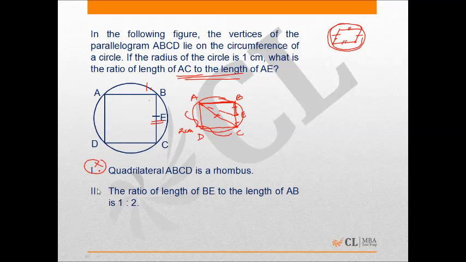Let's look at the second statement. The second statement says the ratio of the length of BE to the length of AB is 1:2. While answering using the second statement, let's forget about the first statement. This second statement simply says the ratio of the length of BE to the length of AB is 1:2. So it means BE is half of AB.